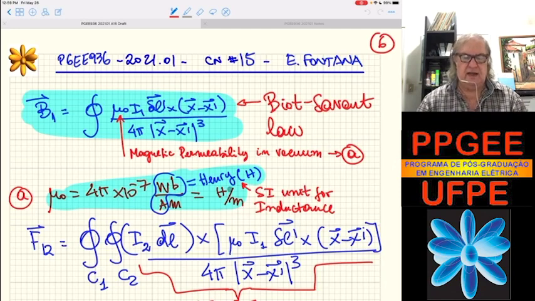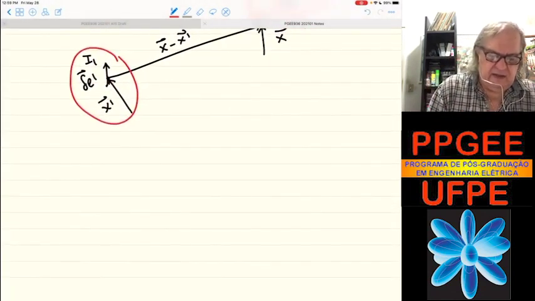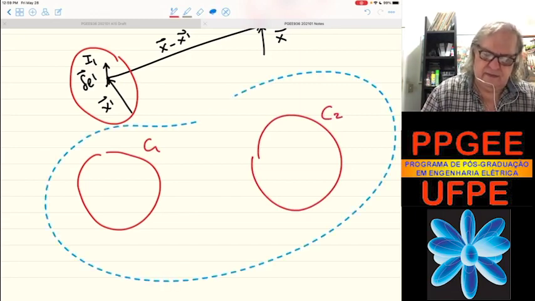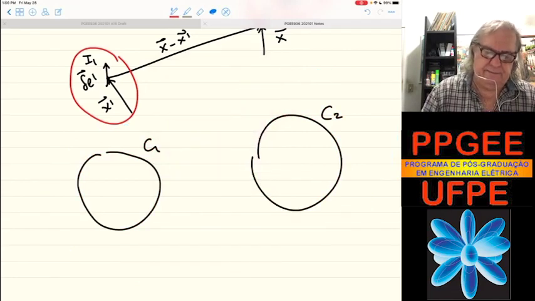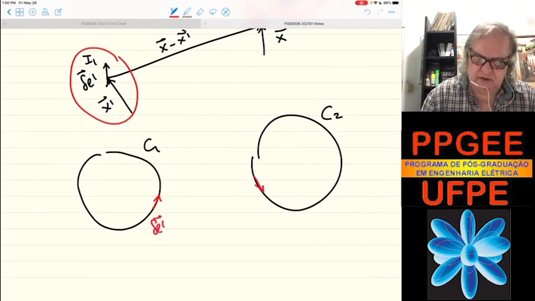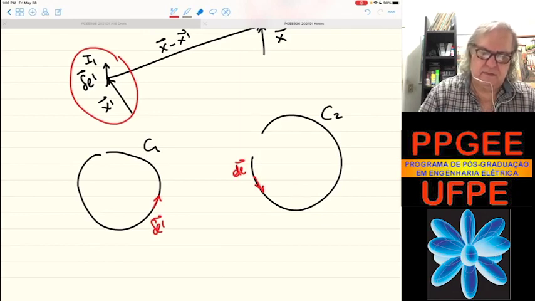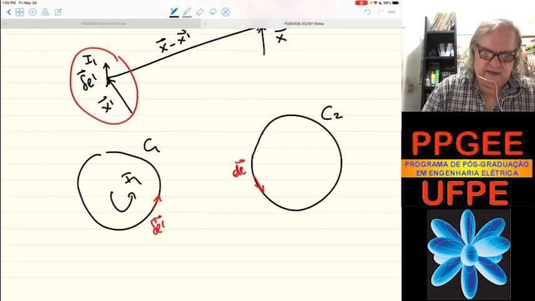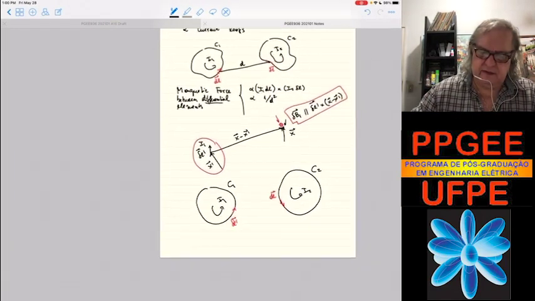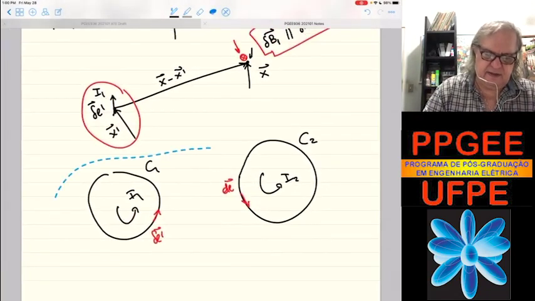meter. So if we go here, so you have a circuit C1 and an element of circuit C2. This is, we call delta L prime, and this one we call the DL. So you have two currents. We put this in the next page.